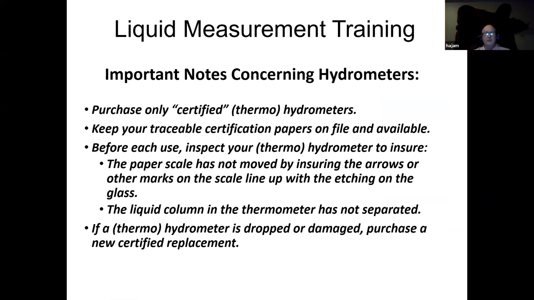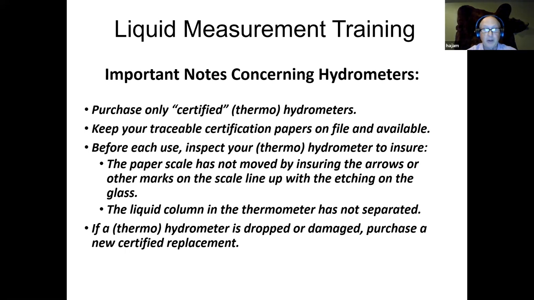Okay, so important notes concerning hydrometers. Purchase, again, only certified hydrometers or thermohydrometers. The difference between a hydrometer and thermohydrometer is a hydrometer, by definition, does not have a thermometer inside of it. Therefore, you have to use an external thermometer to measure the temperature of the liquid you're trying to determine the gravity of. Or a thermohydrometer has an integral thermometer. Make sure you keep the traceable certification papers on file and available if they're requested.